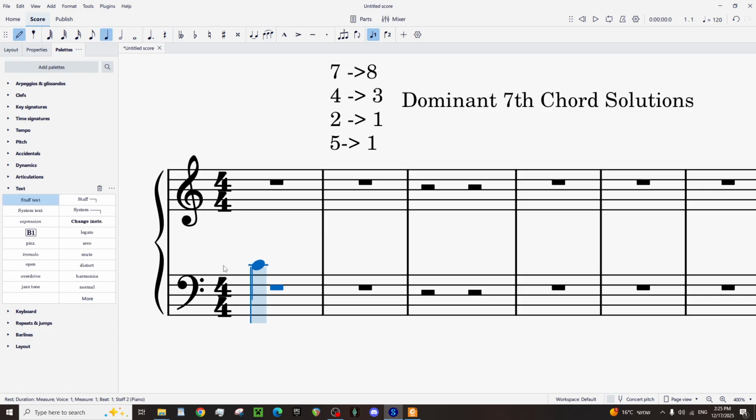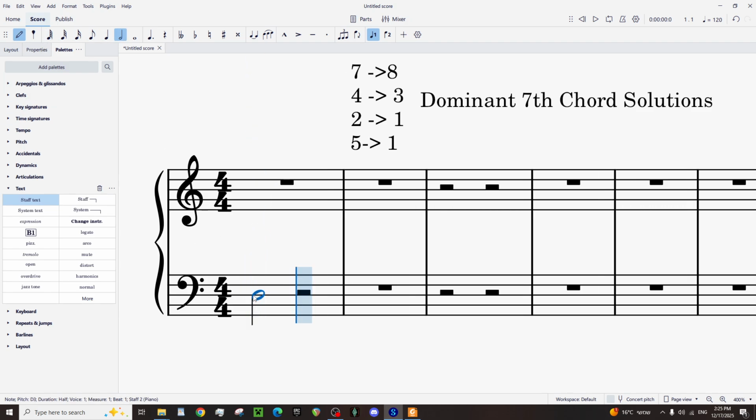Now let's look at the second inverted solution, which is from D to C. This is from D to C. And what we'll do, let's have the G stay, the C is here, and the F is here. So the F will go down here, and this note will go up here. Again, we have the G.